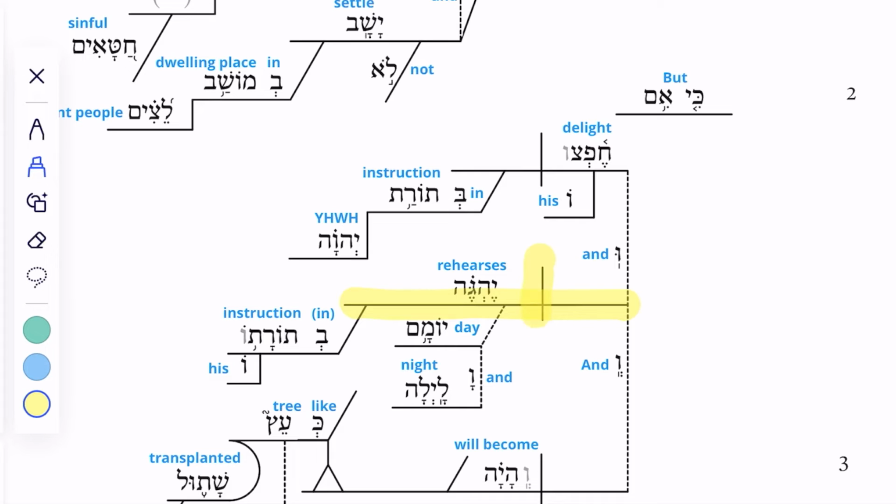And he rehearses his instruction day and night. With the English gloss rehearse, taken from the Semantic Dictionary of Biblical Hebrew, we end up turning the prepositional phrase into a direct object. The Hebrew preposition is the same, however, as all the other in words so far. The day and night are known as adverbial accusatives, which means they're nouns that are being used as adverbs, providing the time when the rehearsing happens.